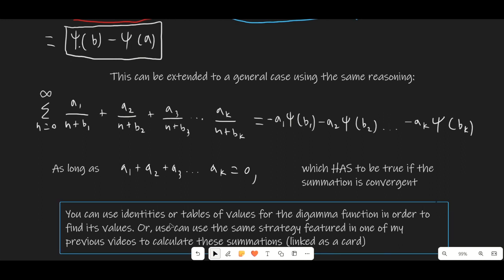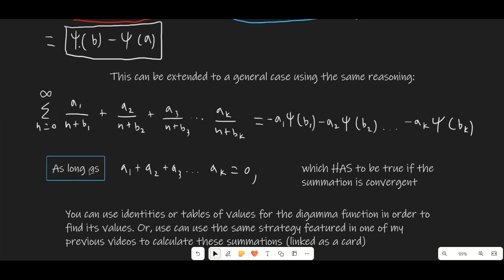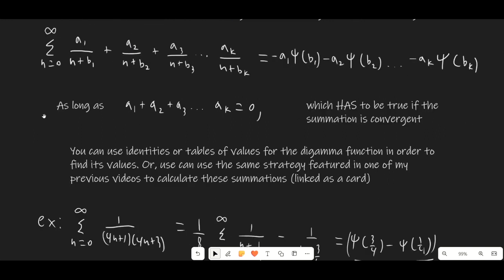In the other case, if you don't want to find these identities or tables of values, you can choose to leave your answer in this form right here with just a sum of different values of the digamma function, and that's totally okay because in many cases you may not be able to actually find the true values of the summation. But in general, I prefer to try and evaluate those values of the digamma function in order to have a more satisfying answer for my summation.